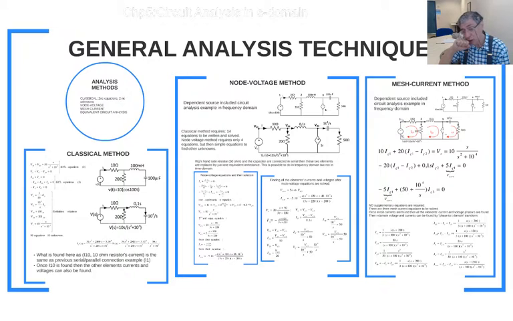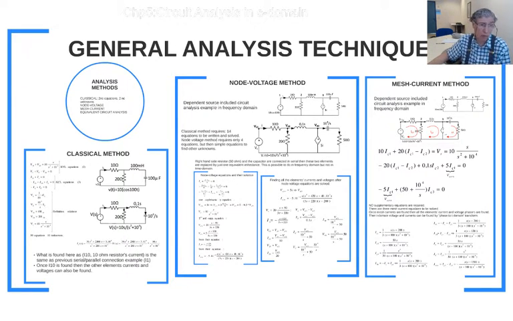These analysis techniques, why we call it general analysis techniques? Because in these techniques we will be finding out all the elements current and voltages, not part of it, just all the elements current and voltages. That's why we call it general techniques. There are three of them: classical method, node voltage method, mesh method. In here we will be examining the classical method.